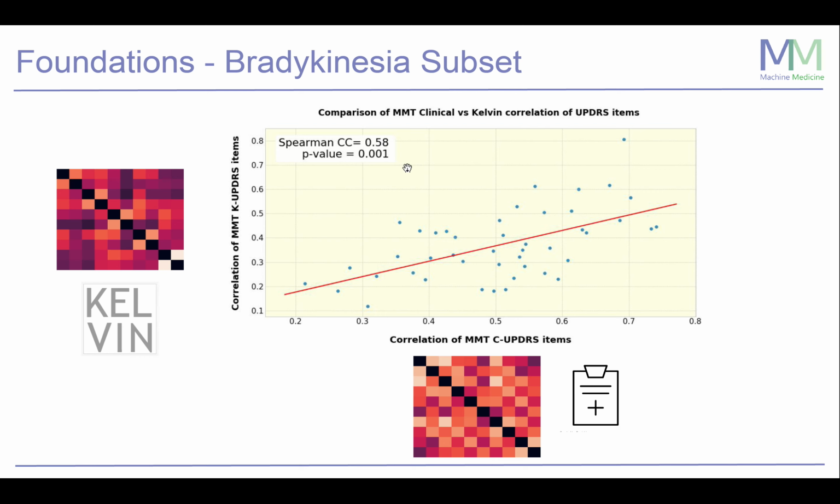So we think this is relatively strong evidence that the pattern, the characterization of the disease, the pathological signal, if you like, that's being picked up by the KUPDRS is the same in essence as the pathological signal being picked up by the CUPDRS, and that's why the pattern of correlations corresponds between the two forms of examination, if you like.